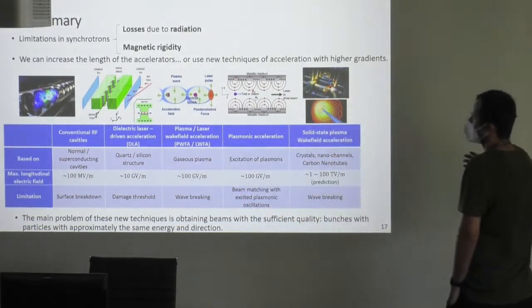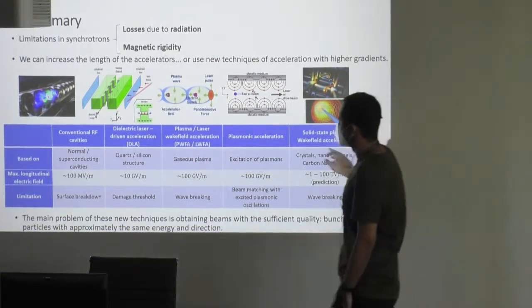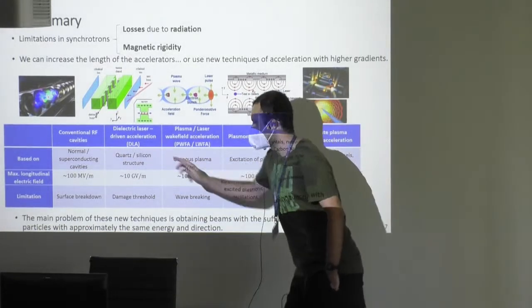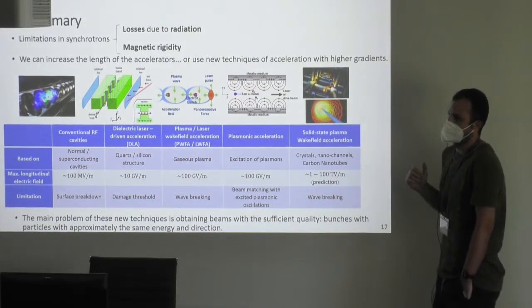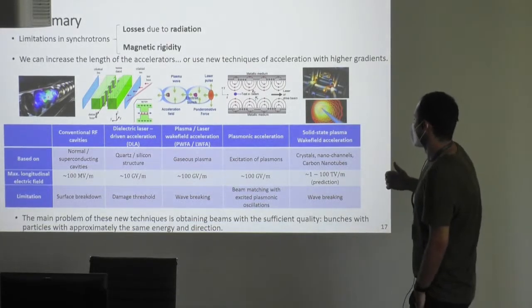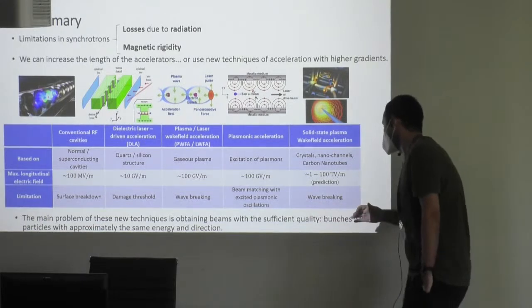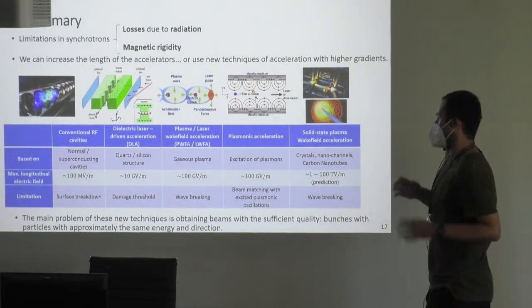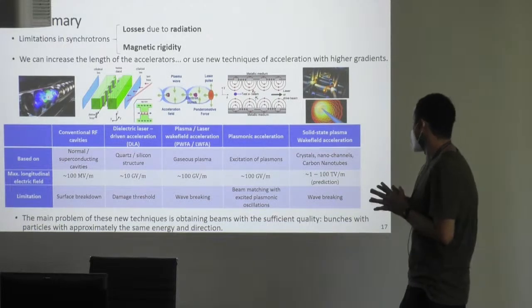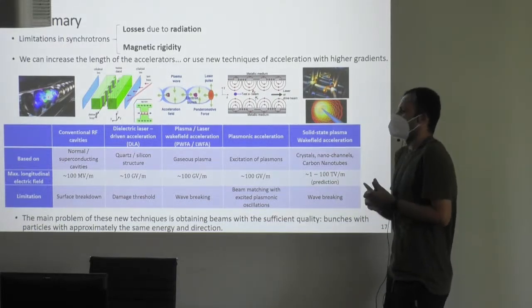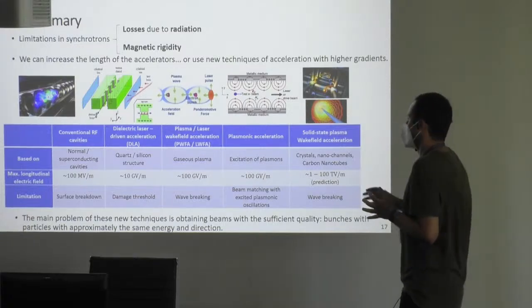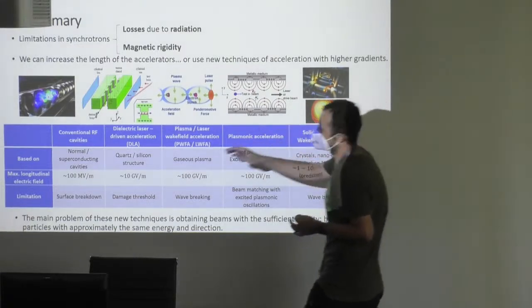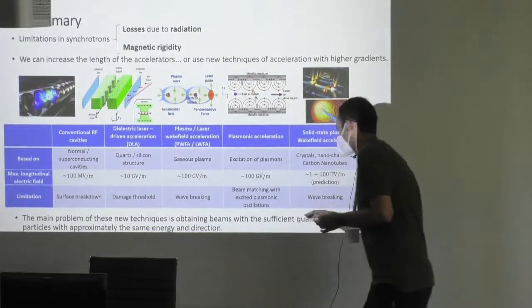Well, the main problem of these new techniques in comparison with the RF cavities is that it's very difficult to obtain electron beams or proton beams with sufficient quality, for example, 10 to the 10 electrons with approximately the same energy and the same direction. This is the main problem of these new techniques in comparison with RF cavities, where it's easier to obtain this quality.